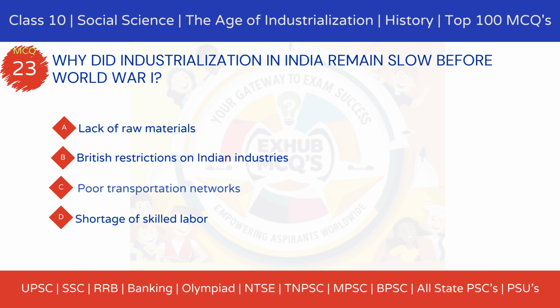MCQ 23. Why did industrialization in India remain slow before World War I? Option A. Lack of raw materials. Option B. British restrictions on Indian industries. Option C. Poor transportation networks. Option D. Shortage of skilled labor.